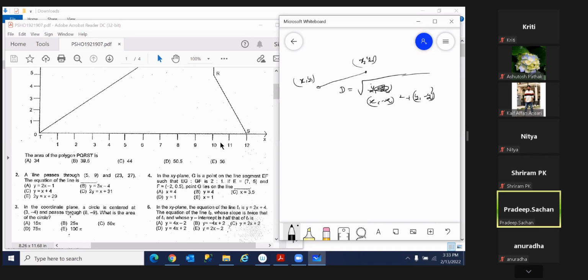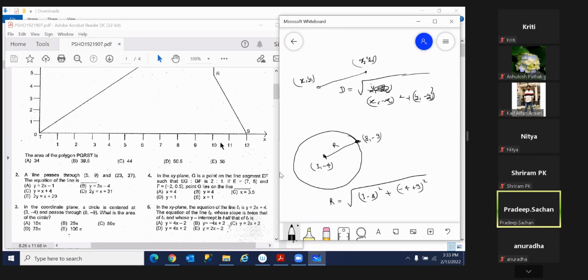For example, here they are saying in a coordinate plane, a circle is centered at (3, -4). So center is at (3, -4), and circle is passing through (8, -9). This means this point lies on circumference. We know distance between center and point on circumference will be my radius. So I can quickly find my radius by using this formula: (3 minus 8) whole square plus (-4 plus 9) whole square.